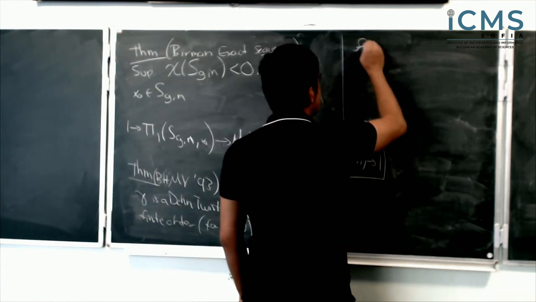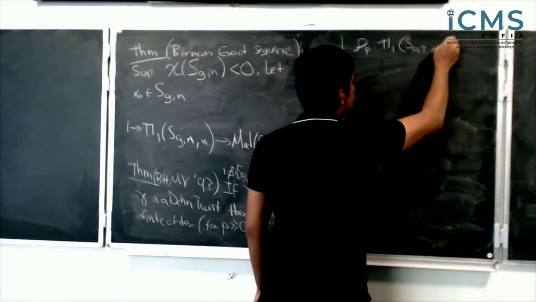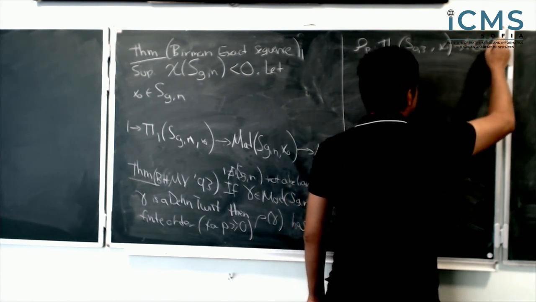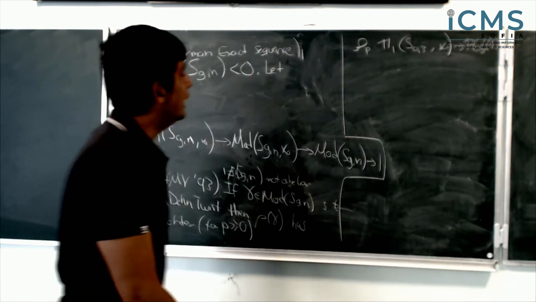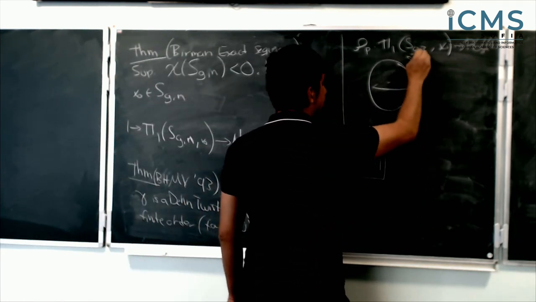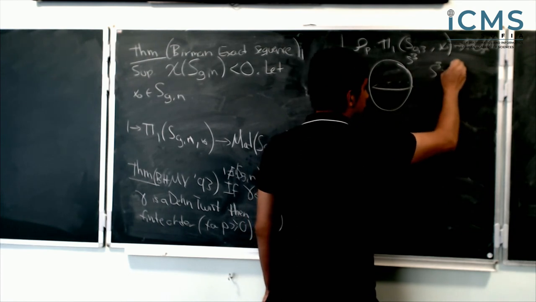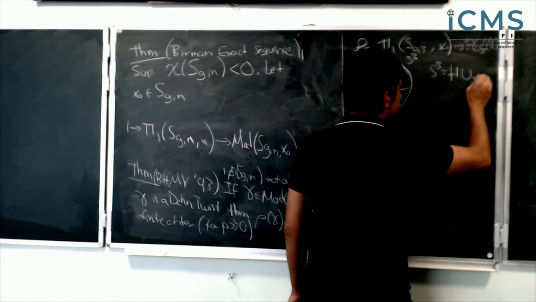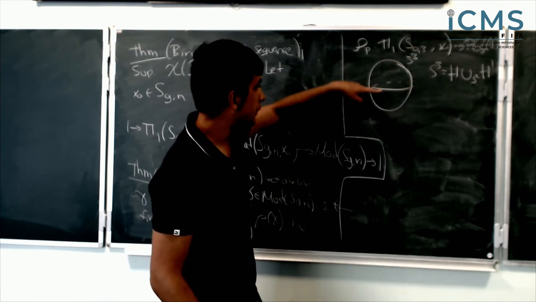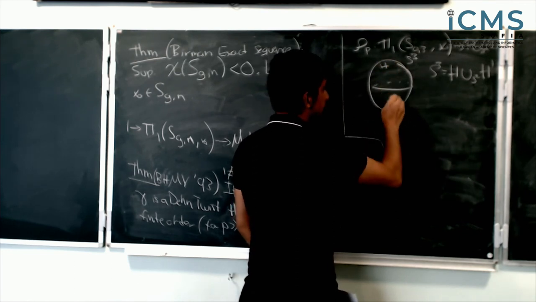So I will consider the representation of pi_1 of S^2 minus 3 points to this projective general linear group. So now we will consider S^3, and we will write it as before. We needed some handlebody, and now we will take S^2 as a surface embedded in S^3. Now I will consider the handlebody in the center. And this will be H, and this will be H prime.